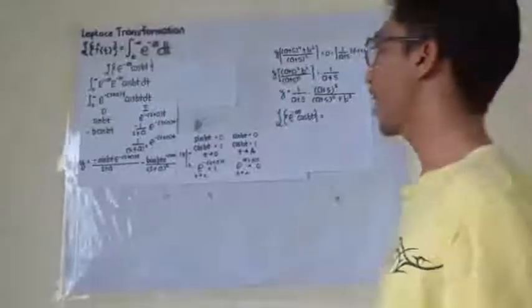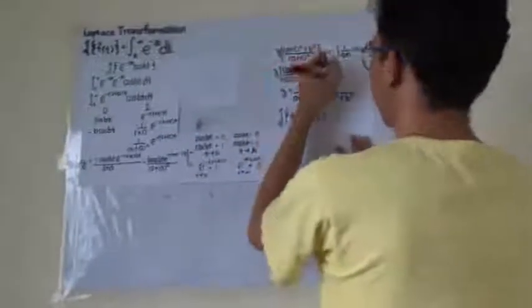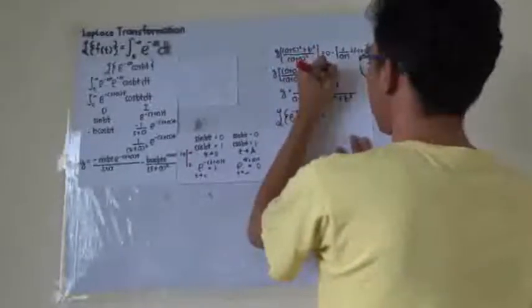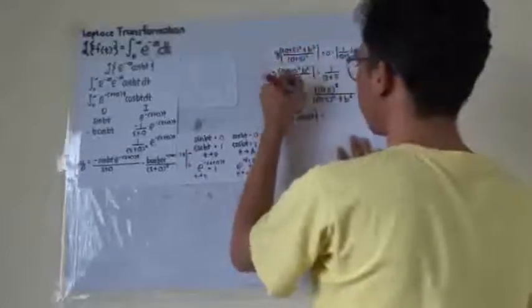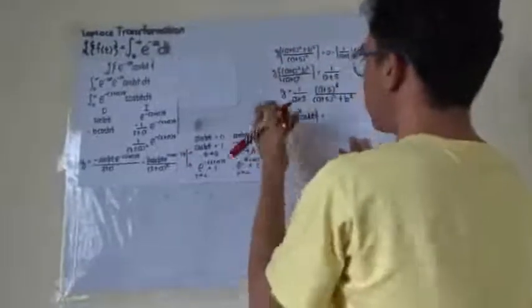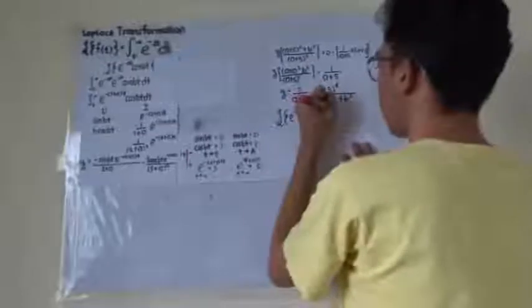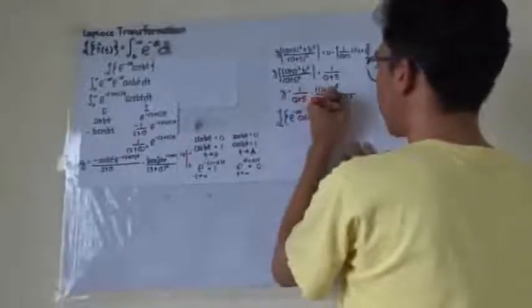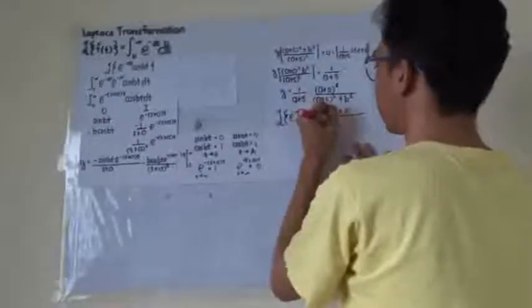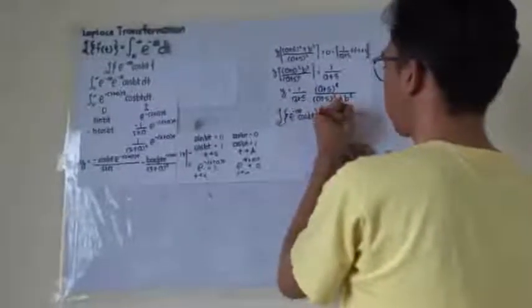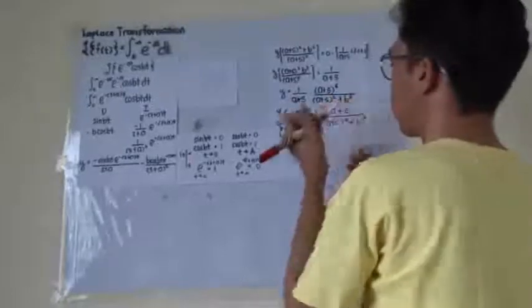And simplifying the expression by division rule of fractions or exponents, we'll cancel this, so we'll have a plus s over a plus s squared plus b squared.